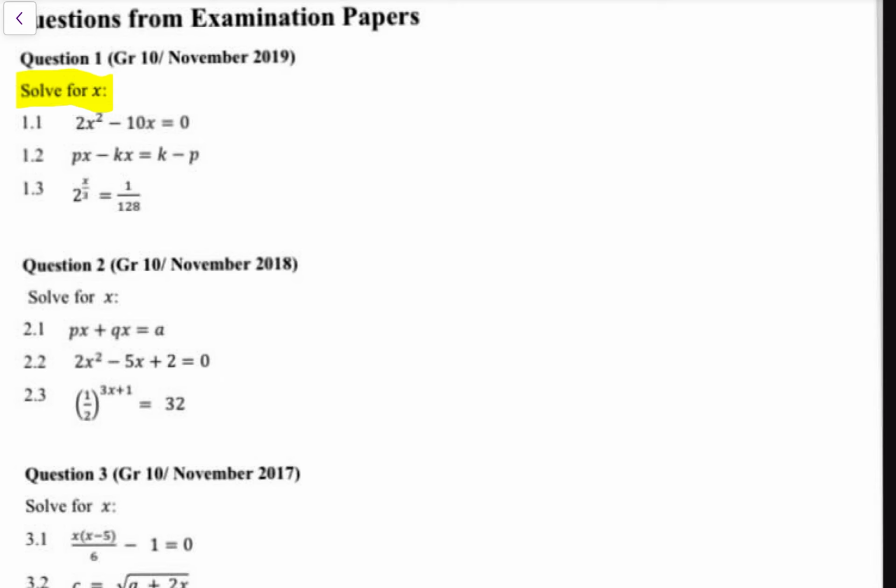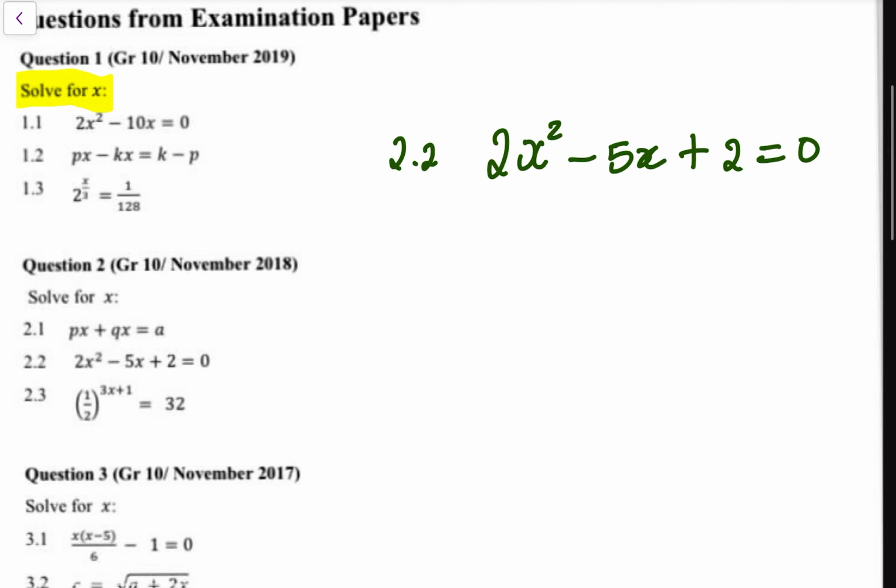Number 2.2, we have 2x squared minus 5x plus 2 is equal to 0. So now usually learners struggle to factorize when the coefficient of x squared is not positive 1.